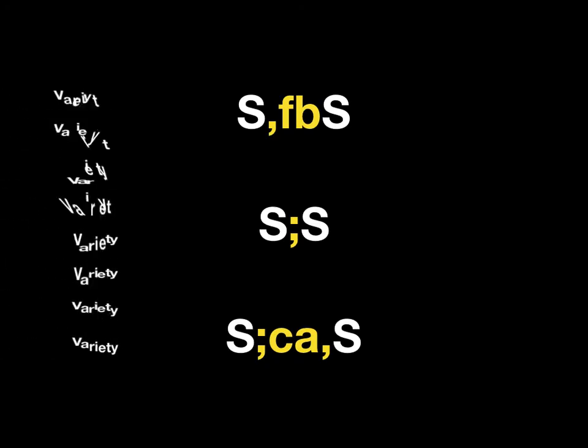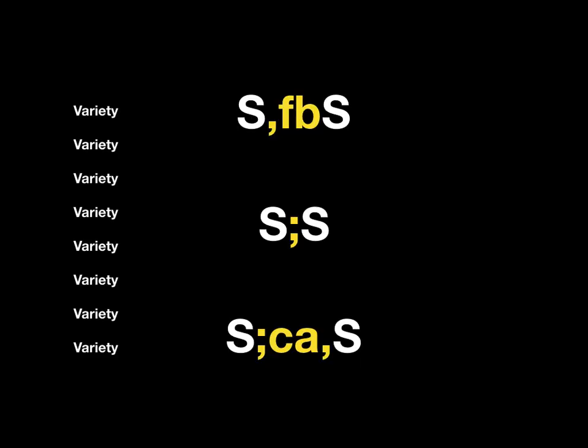So, now you know S, comma, FBS. Now you know S, semicolon, S. Now you know S, semicolon, CA, comma, S. It's not a good idea to overuse any of these sentence patterns, but hopefully you will be able to see that they're the same type of sentence pattern with just something different in the middle, which will allow you to write with some variety. And when you write with variety, you'll have better flow.